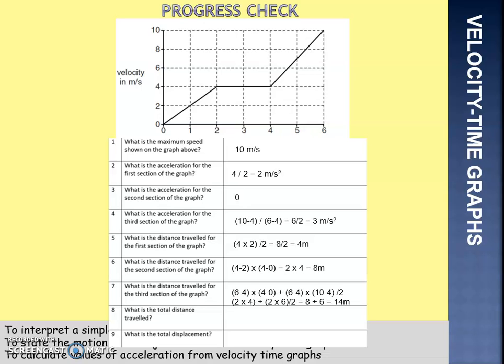What's the total distance travelled? We'd add those 3 sections, the first, second and third section together. So 14, add 8, add 4, would give us 26 meters. What's the total displacement? Well, it's all travelling in the positive velocity direction. It's not travelled any further back, so that would be the same, 26 meters.